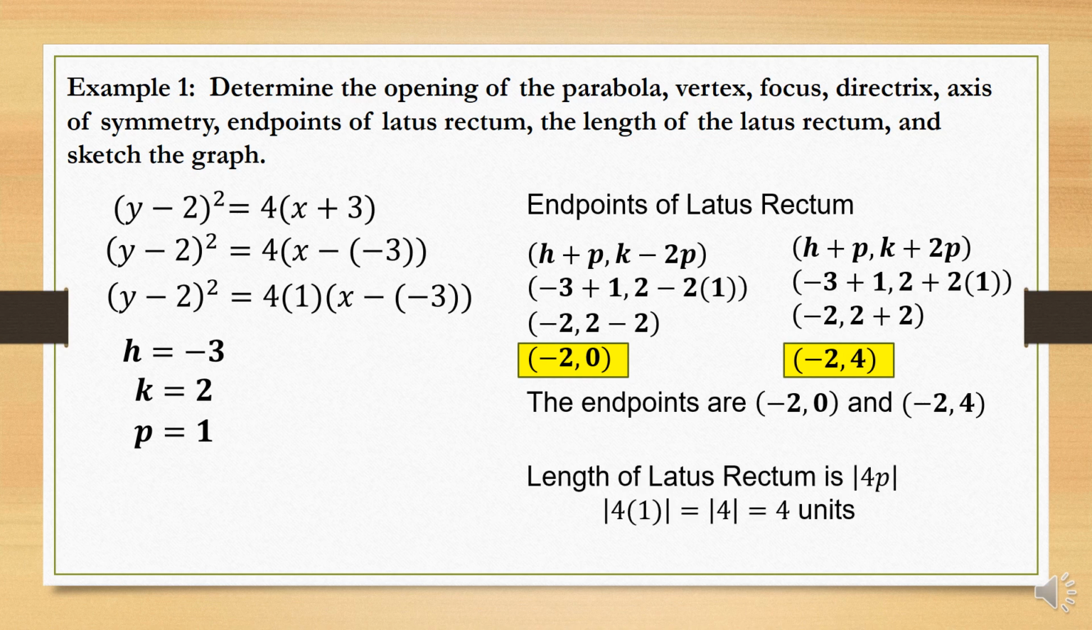The length of latus rectum is the absolute value of 4p. Since the value of p is 1, therefore the absolute value of 4 times 1 is equal to the absolute value of 4, and that is 4. The length of the latus rectum is 4 units.